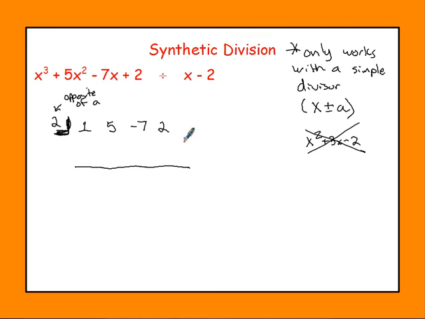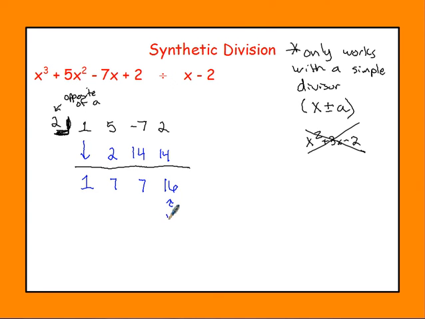All right, so once you have your setup, it's very simple. The first step is to drop the first number down here. And then you're going to take this number down here and multiply it times what you have in your box. So I have 1 times 2, which is a 2. And then I'm going to add vertically. So 5 plus 2 is 7. And then do it again. So 2 times 7 is 14. And then add. Negative 7 plus 14 is a positive 7. Again, multiply. 2 times 7 is 14. 2 plus 14 is 16. All right, so once you're out of numbers, here's what you have.